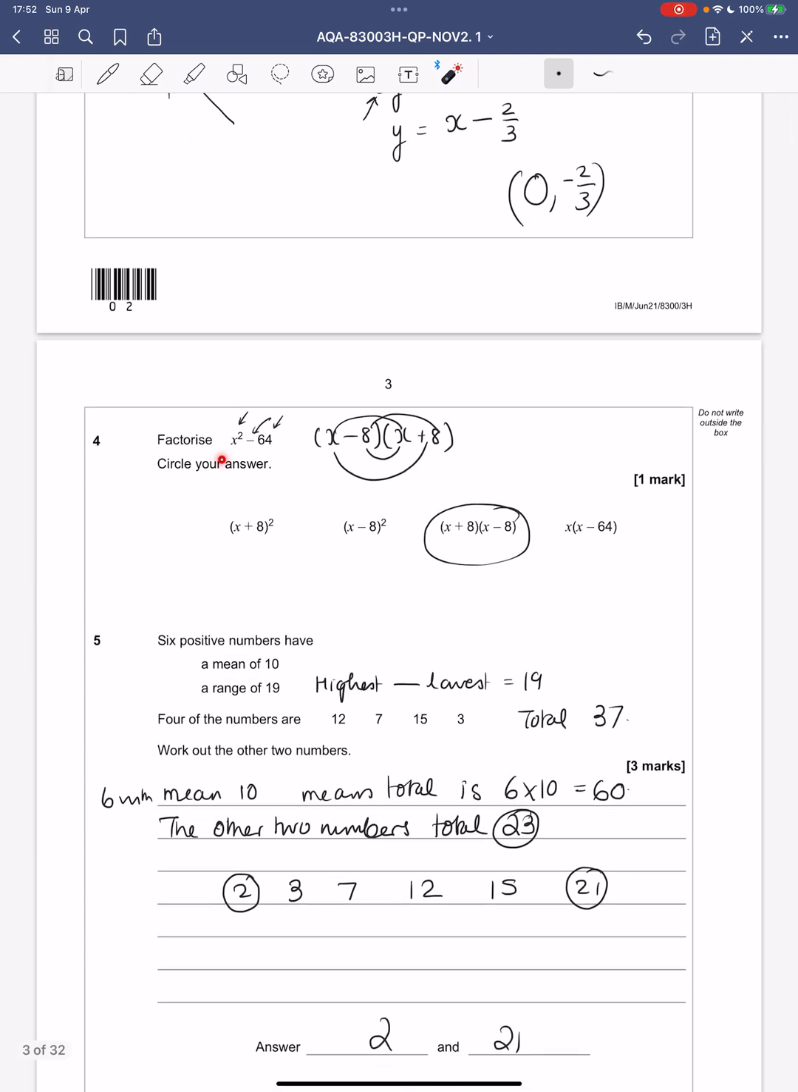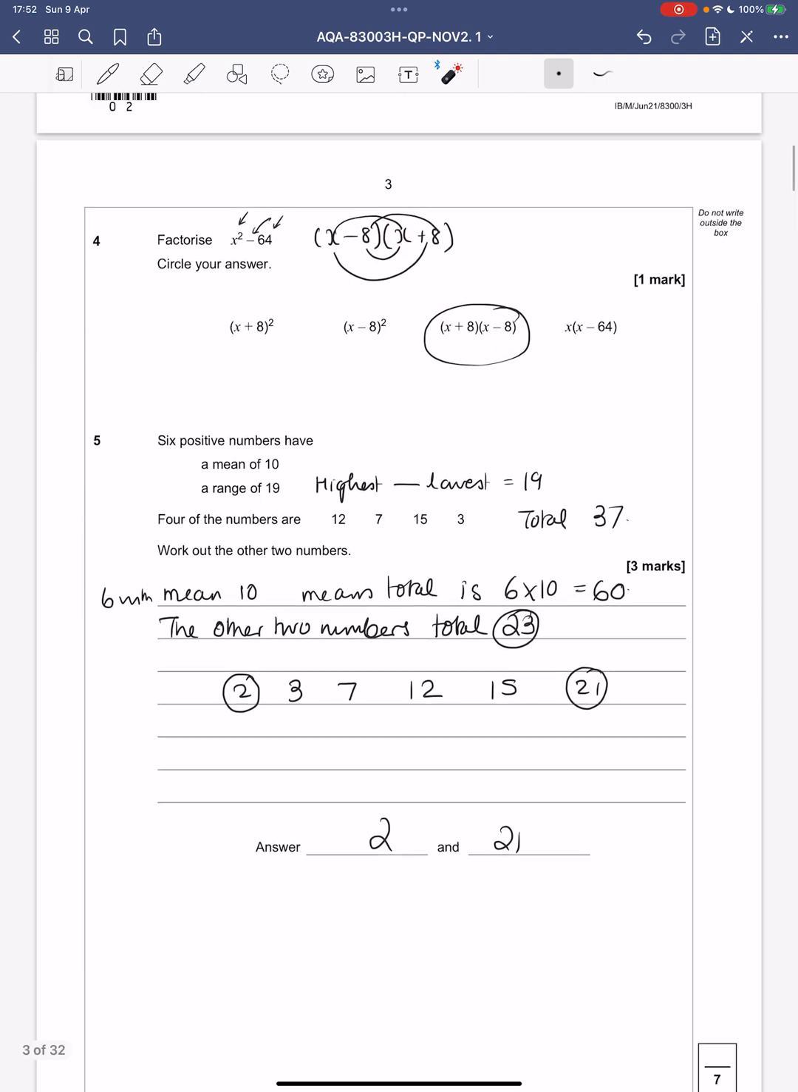Number 4, factorise x squared minus 64. So these arrows were saying it's the difference of 2 squares. When it's the difference of 2 squares, it's the square root of the first plus the square root of the second, times the square root of the first minus the square root of the second. So this is the answer here, because the square root of 64 is 8. So if you multiply through x squared minus 64, and then the middle term's minus 8x plus 8x. They cancel out.